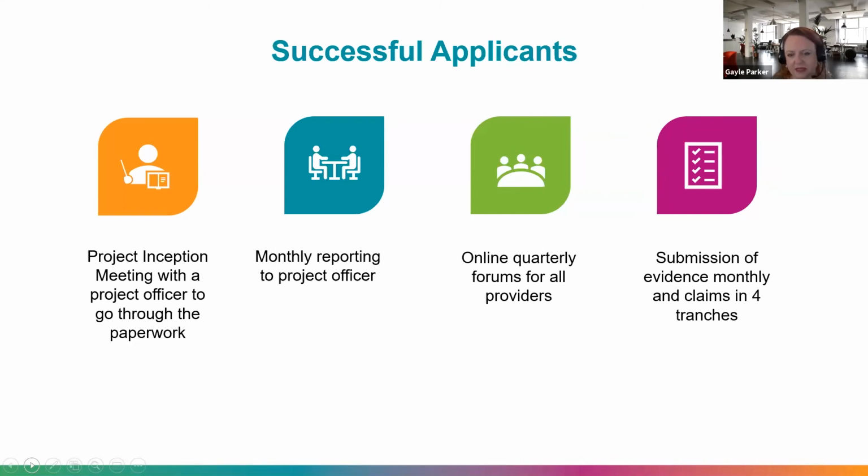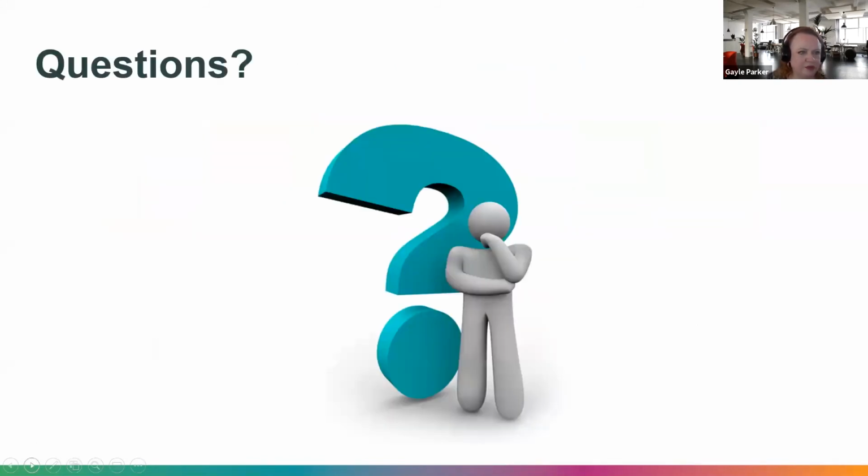And then you'll be submitting your claims in 4 tranches. The first one you will get as soon as you've got your contract signed. We ask you to send in your first invoice, but we'll talk a little bit more about that in a moment. So again, just going to pause here for a moment to see if anybody's got any specific questions about anything we've just talked about.